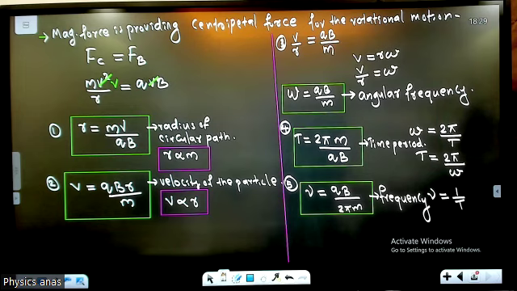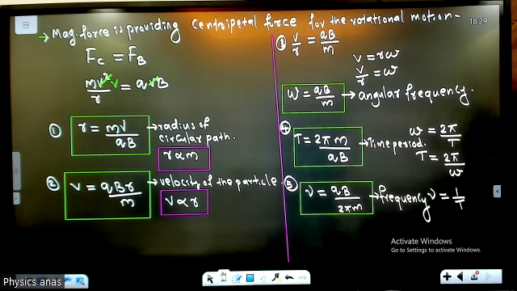Got it? These equations are okay, right? One, two, three, four, five, five equations total. You don't have to study them by heart. As a note, you can write at the bottom of these equations.